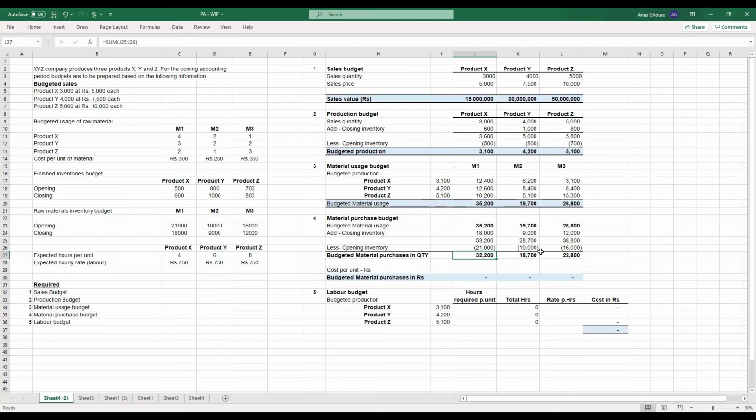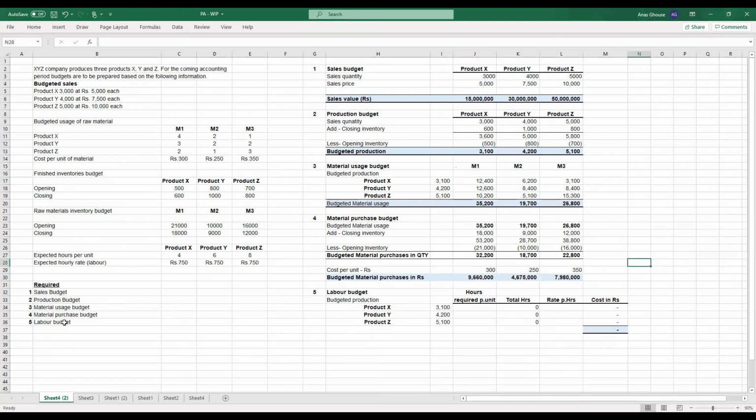How do you identify the value, the material purchases budget in rupees? How do you calculate? Simply, you multiply this by the cost of purchase. So how much is the cost of purchase? You are given cost per unit of material is 300, 250, and 350. So cost per unit, if you take 300, 250, and 350, that will give you the total material purchases in rupees. So this is in quantity, this is in rupees, the value.